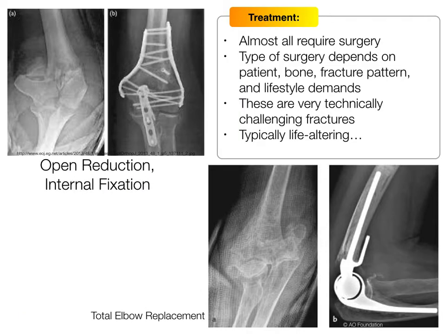On the left is a typical array of internal fixation for a distal humerus fracture. You can see they've emptied the toolbox. On the right, an elbow replacement. These are some of the most difficult fractures to treat for orthopedic surgeons and may result in permanent loss of function or life-changing disability.